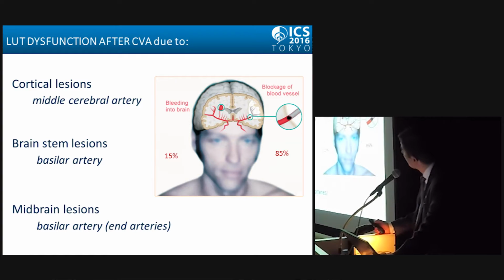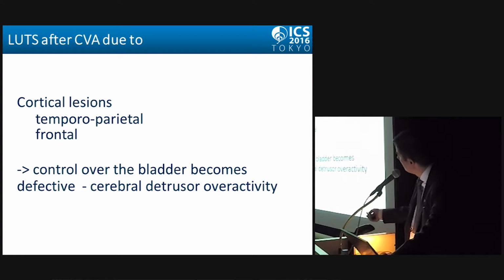The lower urinary tract dysfunction after a stroke may be due to the cortical lesions, most commonly after a middle cerebral artery disease, the brainstem lesions, basilar artery disease, and midbrain lesions, the end arteries of this basilar artery. The cortical lesions, usually the temporal parietal or the frontal lesions cause some problems. The control over the bladder becomes defective, and it causes the cerebral detrusor overactivity.